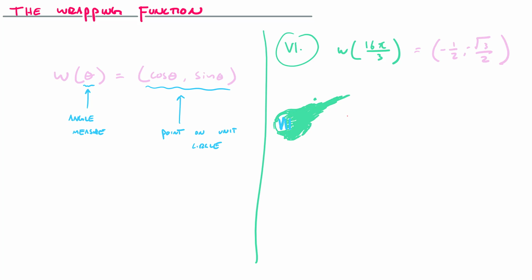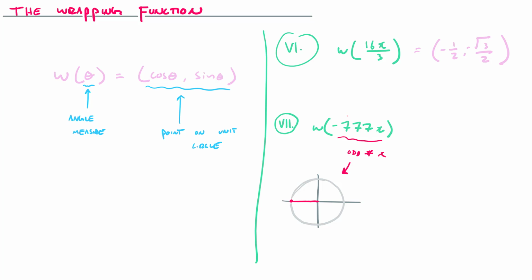Example 7. Let's say we have w of negative 777 pi. Don't be intimidated. It's an odd numbered pi, which means that it's got to be here. Got to be coincident with pi. It's coterminal with pi, which means that this point right here is negative 1, 0. So that's the output, right? Cosine of negative 777 pi is negative 1. The sine of negative 777 pi, that's 0.